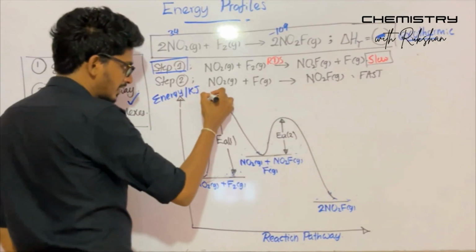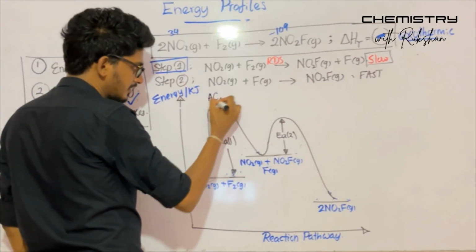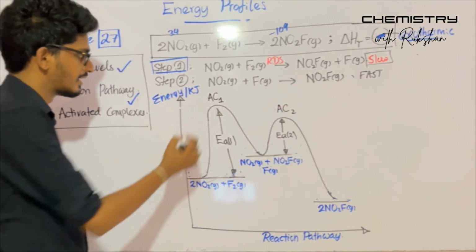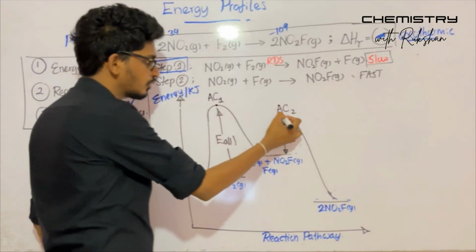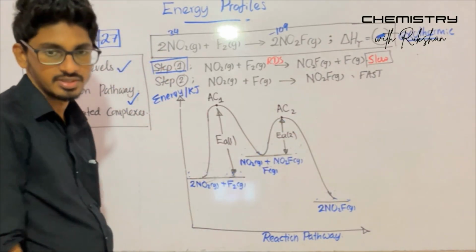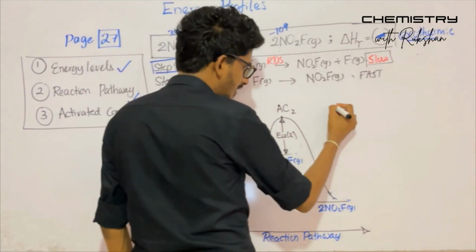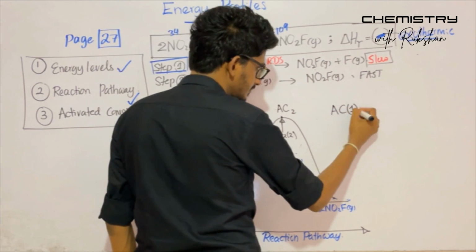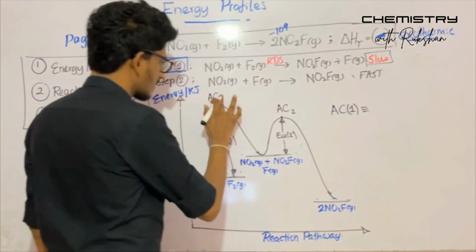We can mark it as activated complex 1, AC1. This is activated complex 2, AC2. Here the AC1 appears, and here the AC2 appears. So let's draw the activated complex 1. So activated complex 1 is this. See, this is AC1.